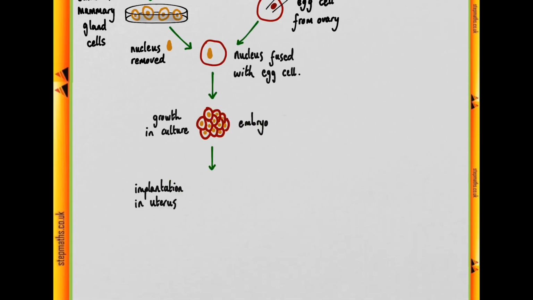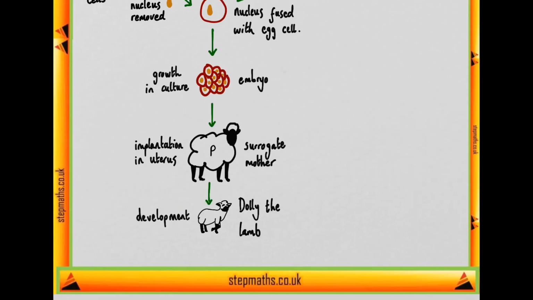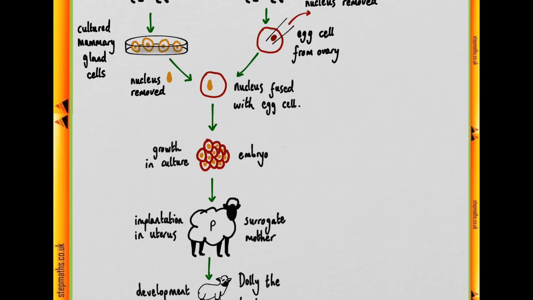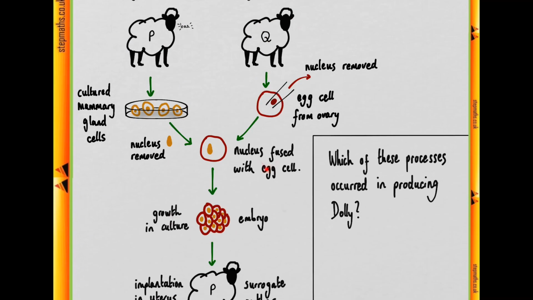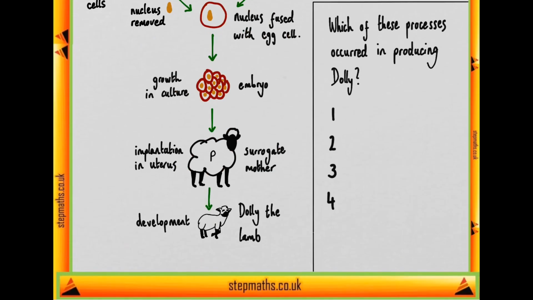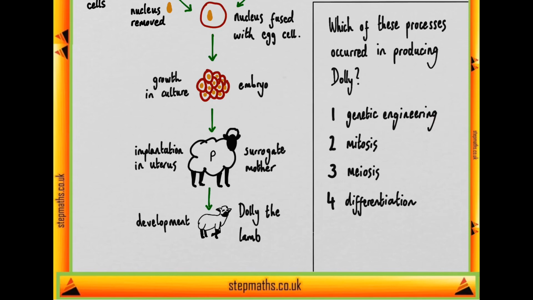Going further, we can implant it in the uterus of a surrogate mother, and then we end up with the development of Dolly the lamb, as obviously in utero the embryo forms into a newborn. So based on that, we're asked a few questions. Which of these processes is occurring in the diagram? Here are our four statements: genetic engineering, mitosis, meiosis, and differentiation.